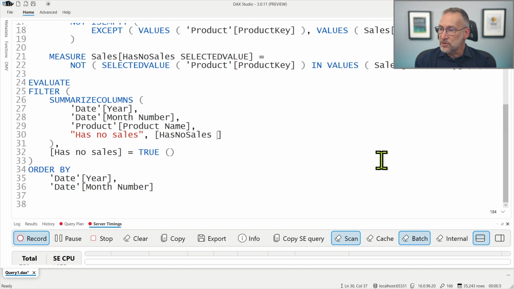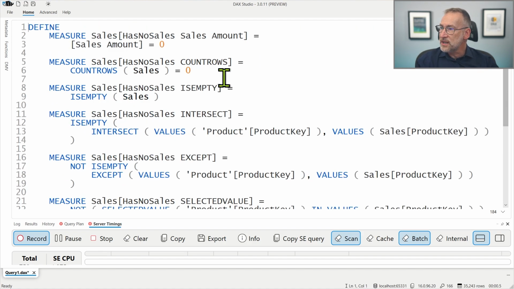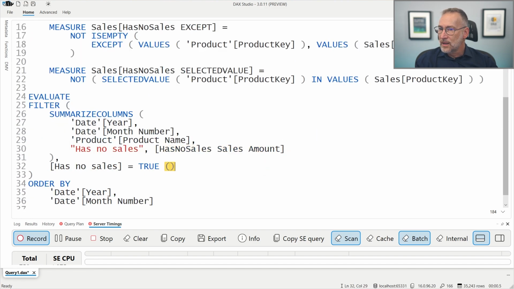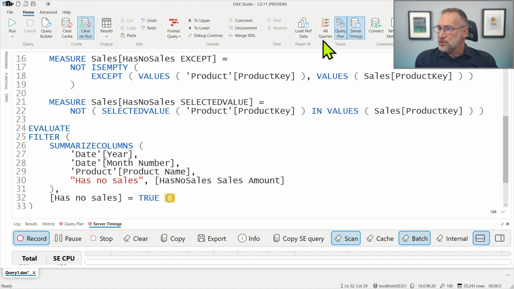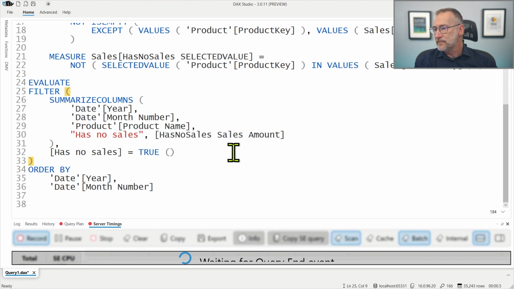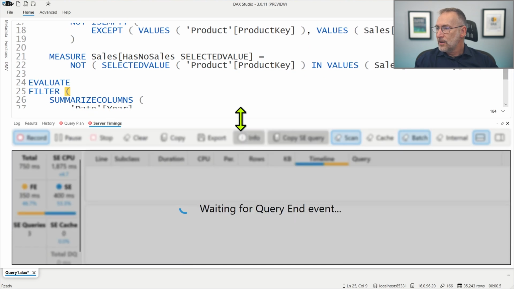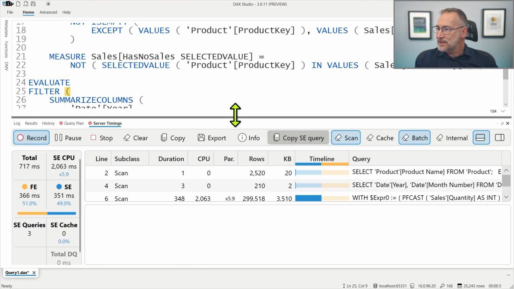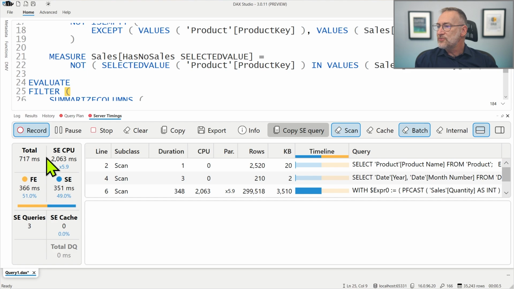The first measure we use is has no sales, sales amount. Let me just check the name. Is has no sales, sales amount. I just need to check that the query plan and the server timings are enabled. Then we minimize it so we have a bit more real estate, and we run the query. We get the result, and here it is. It takes 700 milliseconds, around 2 seconds to run.